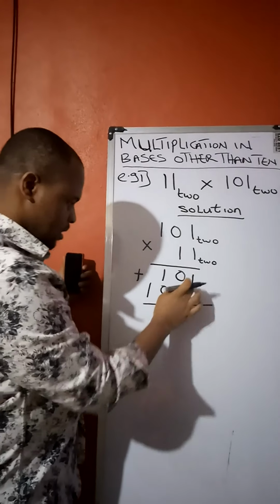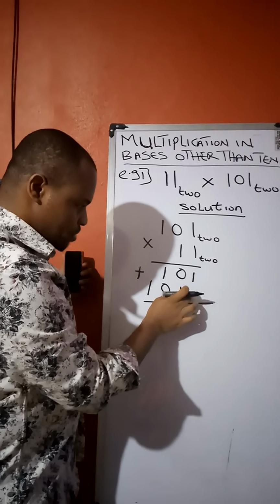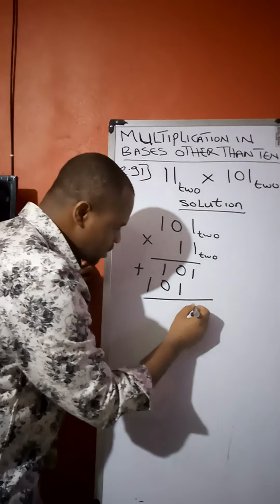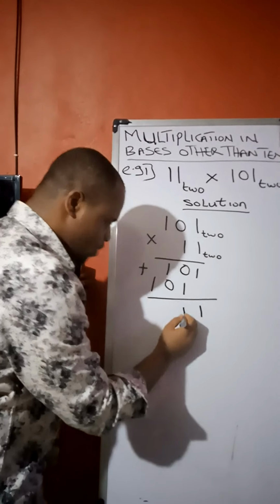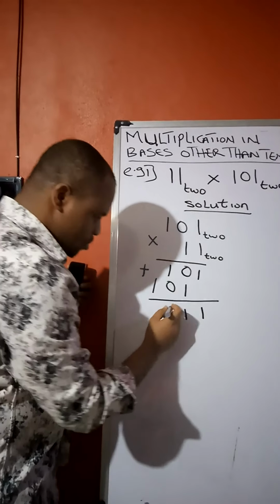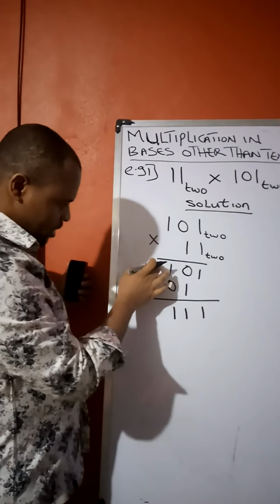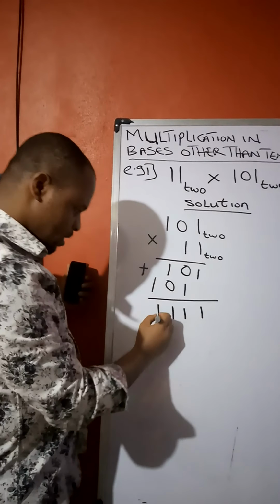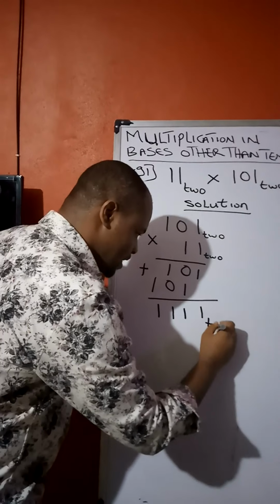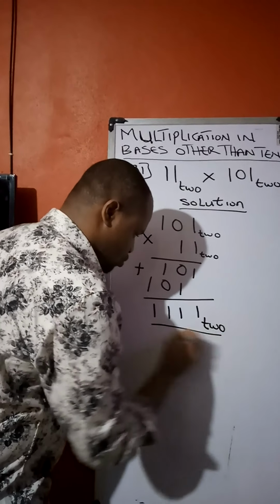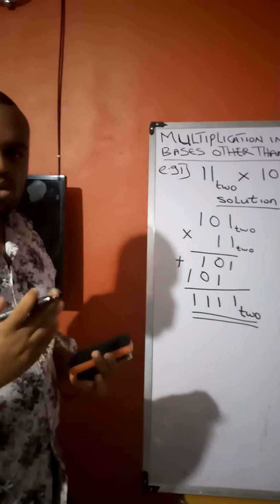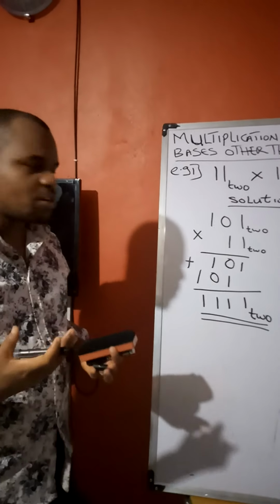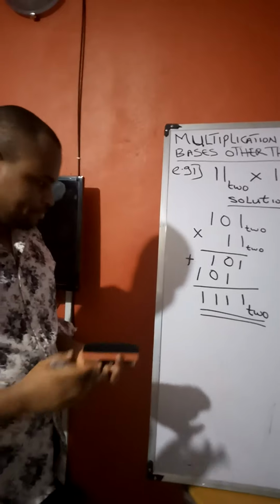Add. Because nothing here is assumed to be 0. 1 plus 0 is what? 1. 0 plus 1, 1. 1 plus 0, 1. Nothing here, 0. 0 plus 1, 1. This is our answer in base 2. Alright, this is actually very simple. We'll take more tricky examples so that you would understand better.